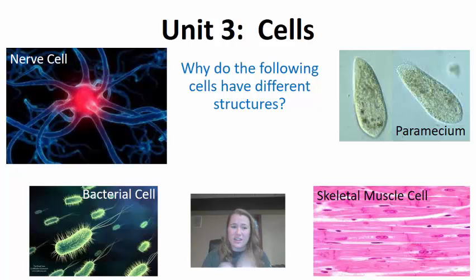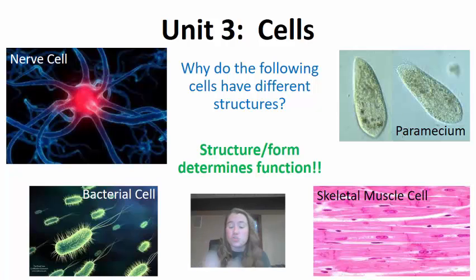So we have a nerve cell that has a whole bunch of spindles coming out in any direction. We have a paramecium that looks like a little blob, a single-celled organism. We have bacterial cells, some of which have these long whip-like flagella tails. And we also have these skeletal muscles, which are really long and striated. All four of these are pictures of individual cells. However, each of them has a totally different appearance.